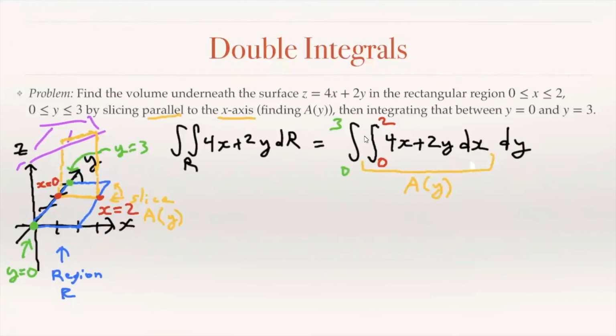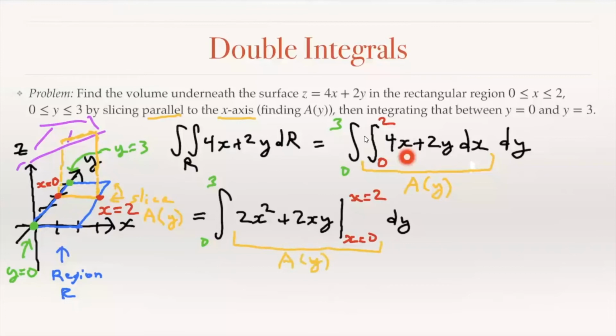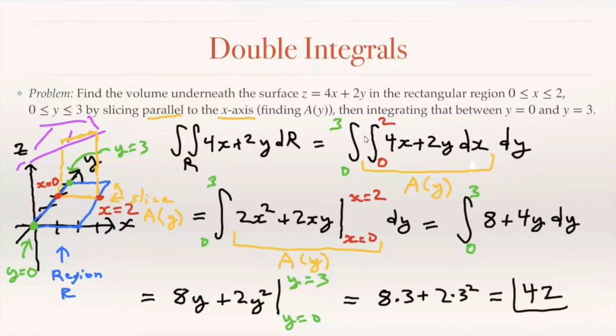And now we evaluate this. That inner integral is this, integrating with respect to x, regarding y as a constant, which it is in this anti-partial derivative. And evaluating that, we get 8 plus 4y. So at a given y, the area of this is 8 plus 4y. And now we add together all of those areas dy, and lo and behold, we get the same 42 as we got slicing the other way.